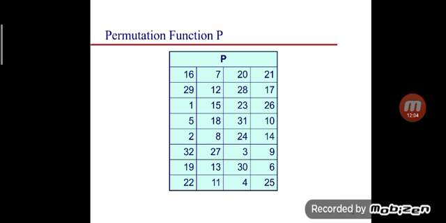So our permutation function output is 32 bits. For that we can consider 4 columns and 8 rows. So 8 into 4, that is 32. By using this table we can represent the permutation function P. It consists of 8 rows and 4 columns. So by using the function P we can represent the permutation function.